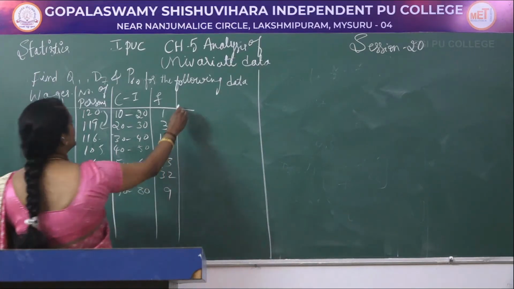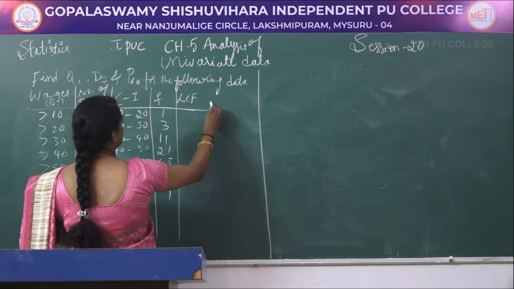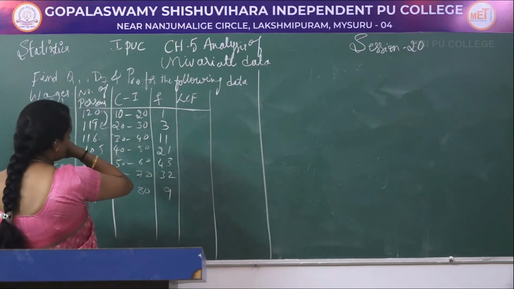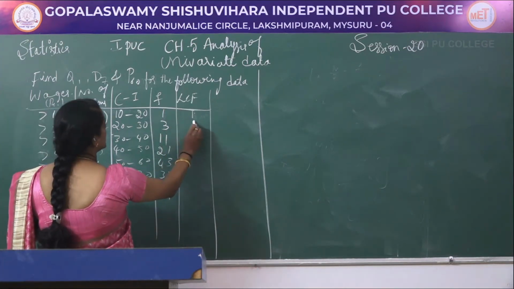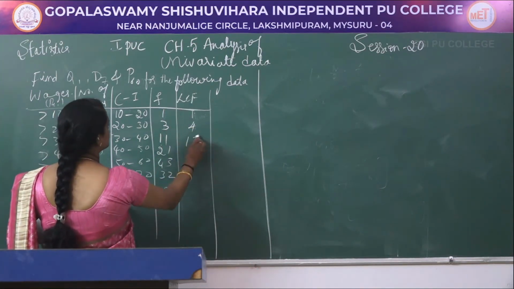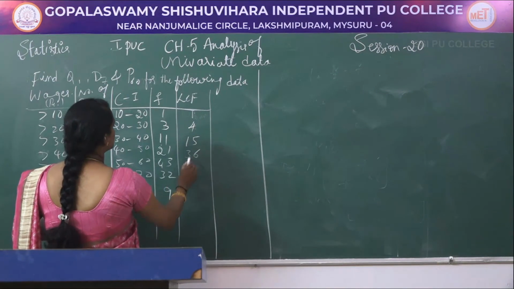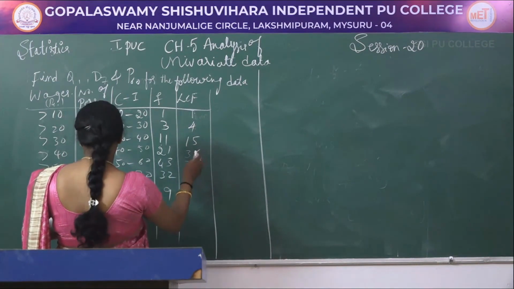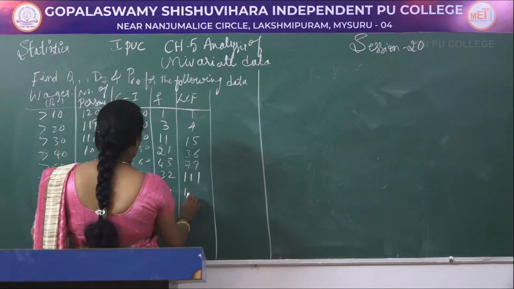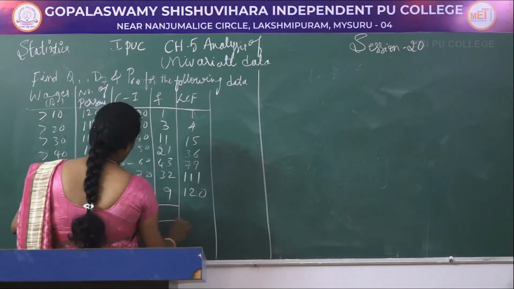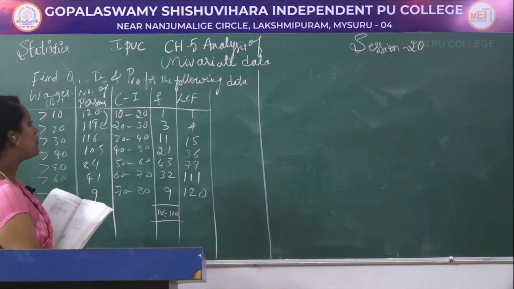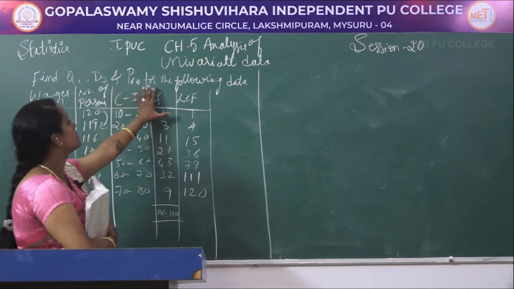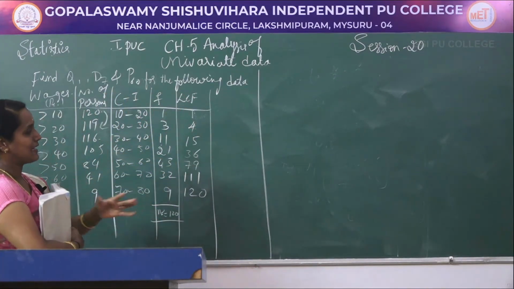Now find the LCF. To find the LCF, the first value will be the same. 1 plus 3 is 4. 4 plus 11 is 15. Then 36, 79, 111, 120. So your total n is also 120. For our calculation, we are using this part.